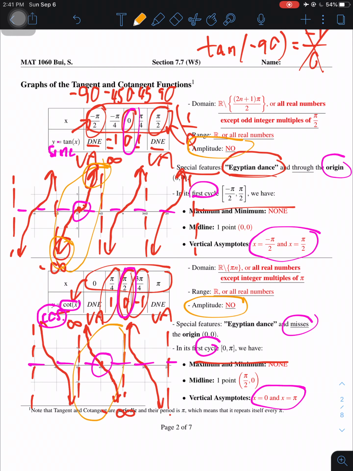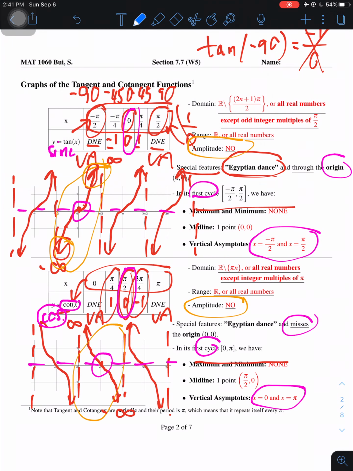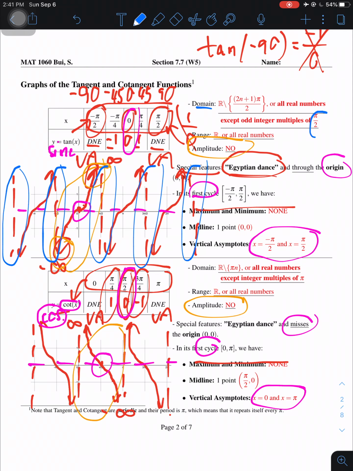Okay, last thing, domain and range. Let me change it to blue. So the domain in here, as you notice, can take any value, but it cannot take the value of the asymptotes in here. And if you notice, there's a general pattern to the asymptotes. They are the odd integer multiples of pi over 2. So this one right here is negative 90. This one in here is 90, right?